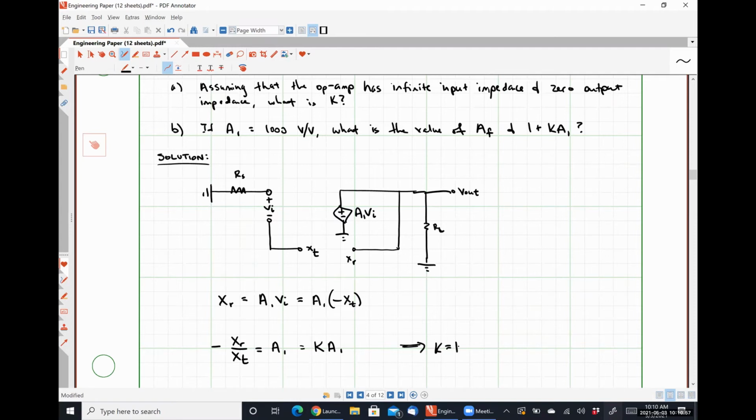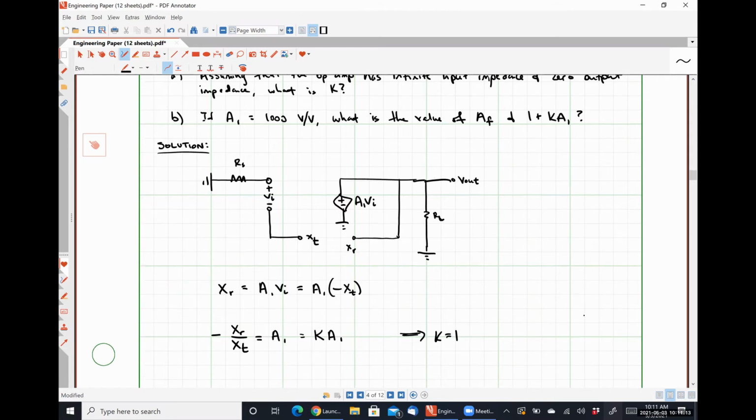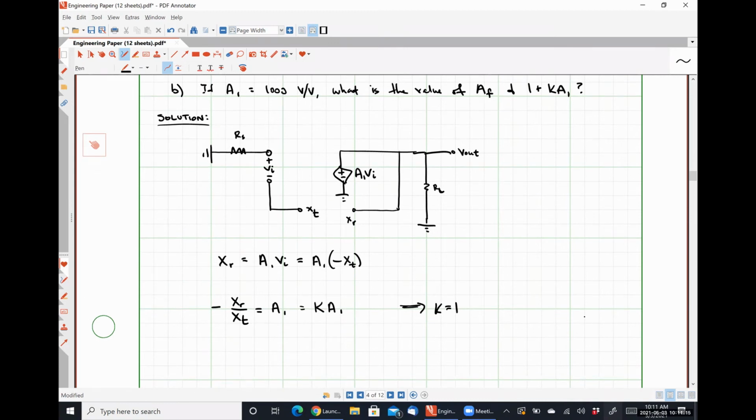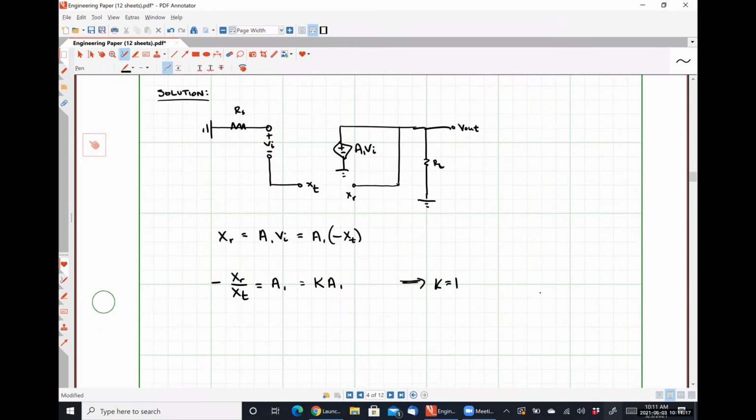So I mistakenly put an extra negative sign in on the right-hand side of that equal sign, because K times A1 should be negative X sub R over X sub T. So hopefully that clarifies things. I apologize for my mistake. All right, so from this is our solution for part A.